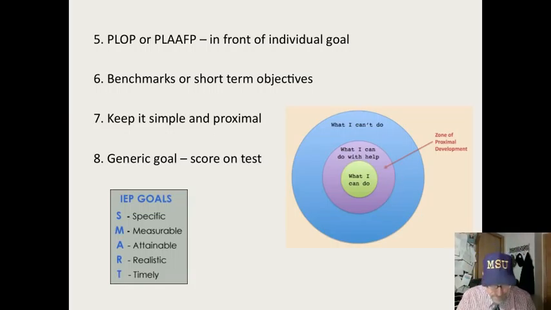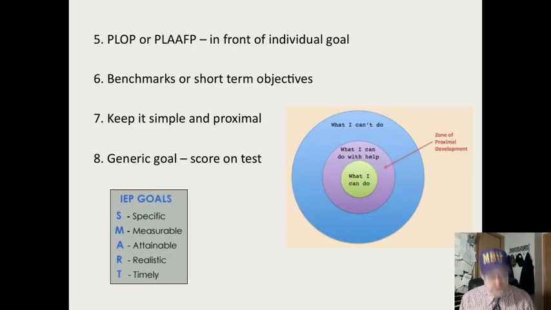You should have benchmarks or short-term objectives. This is where you break down the annual. You look at that annual goal and you break it down into progressive or sequential steps towards that annual goal. If you meet the little baby steps, the benchmarks, it will bring you there. And it's what you want students to be able to do. Keep it simple and keep it proximal. Far more damage is done by goals that frustrate students. Keep it just a little in front of where they can be.